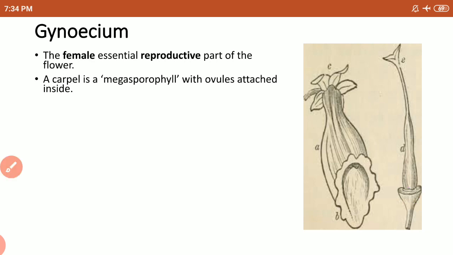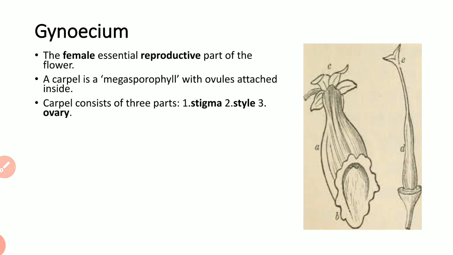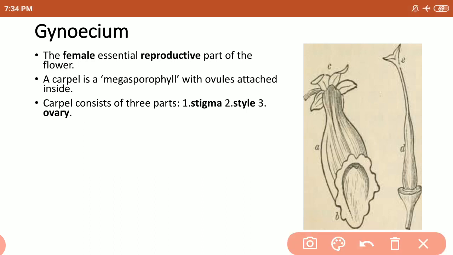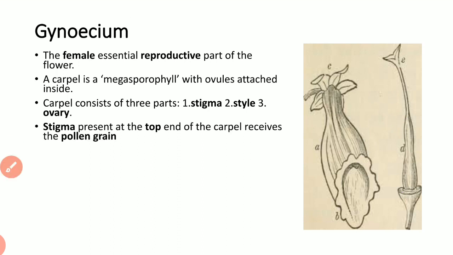Ovules are set inside the ovary. The carpel consists of three parts: the stigma, style and ovary. The uppermost part is called the stigma, this part is the style, and the basal elongated part is called the ovary. The rounded elongated part is the ovary. The stigma is present at the top of the flower.